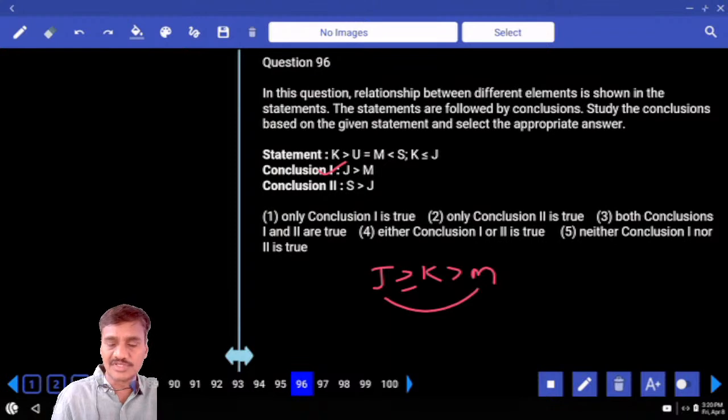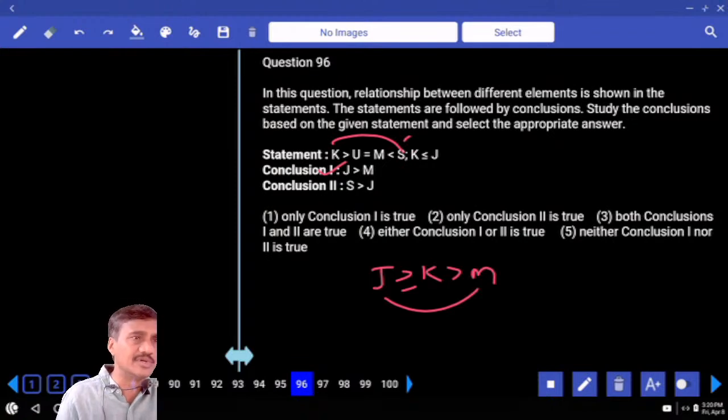And next one, S and J. Now S and J, S is here. Now between K to S, two opposite symbols, no relation can be drawn. Hence what is your answer? Only one. 96, only one, choice 1.